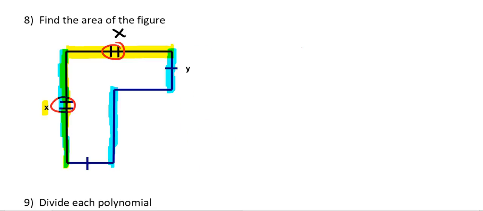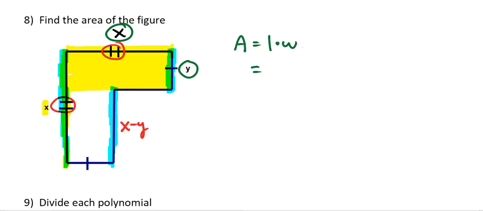Let me just put this as x minus y over there. Okay, so let's go ahead and just calculate the area of this yellow piece right here. That's just a rectangle, so length times width. This could be your length, x, and that could be your width. So that area is going to be length times width, which is going to be x times y. So this area is simply going to be x times y.